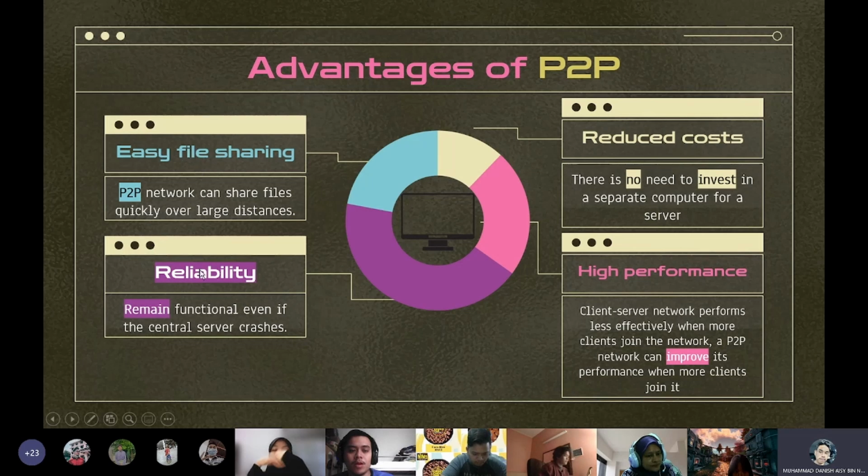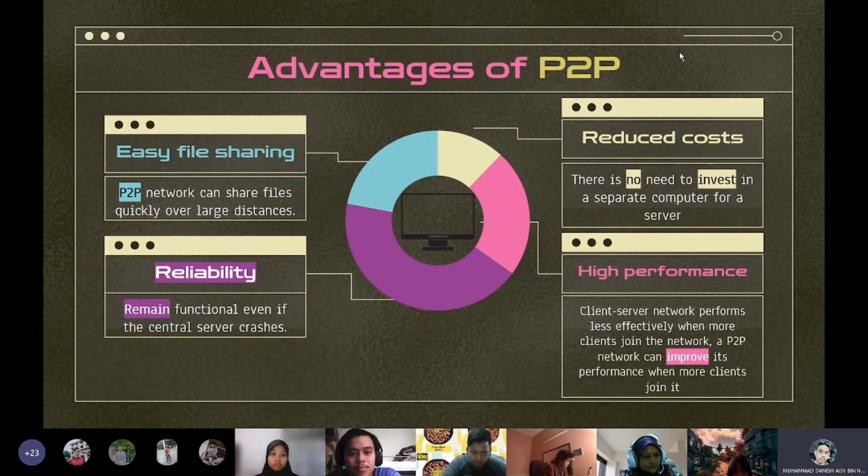The second advantage of P2P is reliability. It remains functional even if the central server crashes. It is like a series circuit and a parallel circuit. P2P is a parallel circuit, where if one bulb is not working, the others will still work. But the client server that Irham explained just now is like a series circuit. That is for easier understanding.